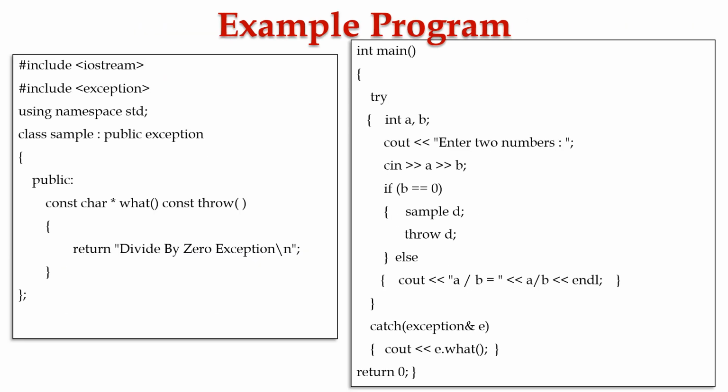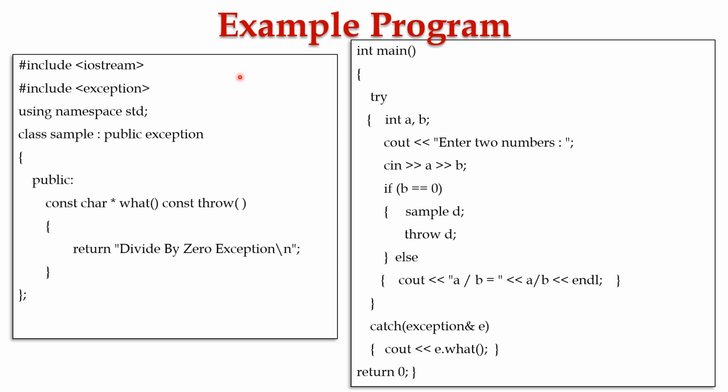Now let's have an example program. Here we have a simple example program that takes two numbers from the user and performs a division operation. But what happens if the user enters 0 as the denominator? Yes, that's where exception handling comes into play. So first let me explain the code and then we can see how the code gets executed.